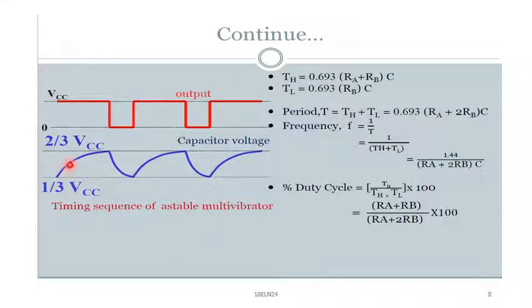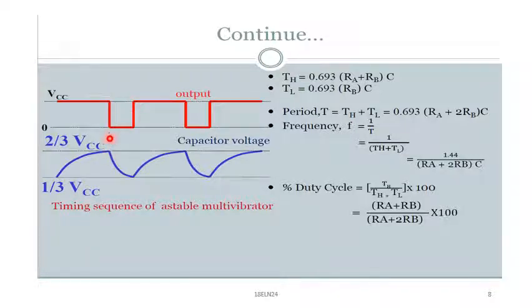So capacitor charges, and the voltage will be 0. When this voltage is greater than 2 by 3 VCC, the upper comparator will become 1. That indicates that R is 1. R is 1, the flip-flop output will be 0. The Q bar will be 1. So the output will become 0.